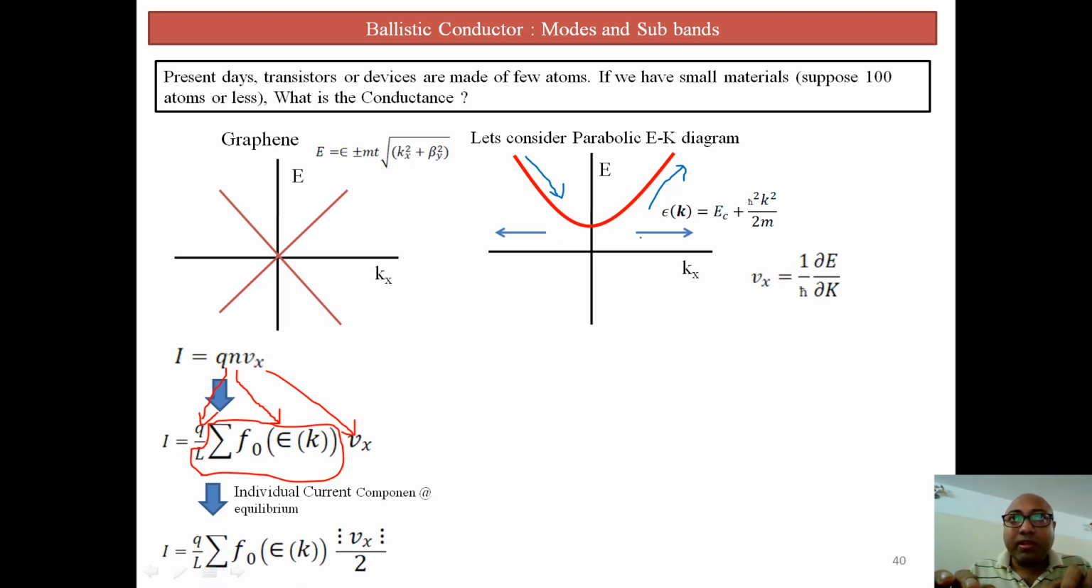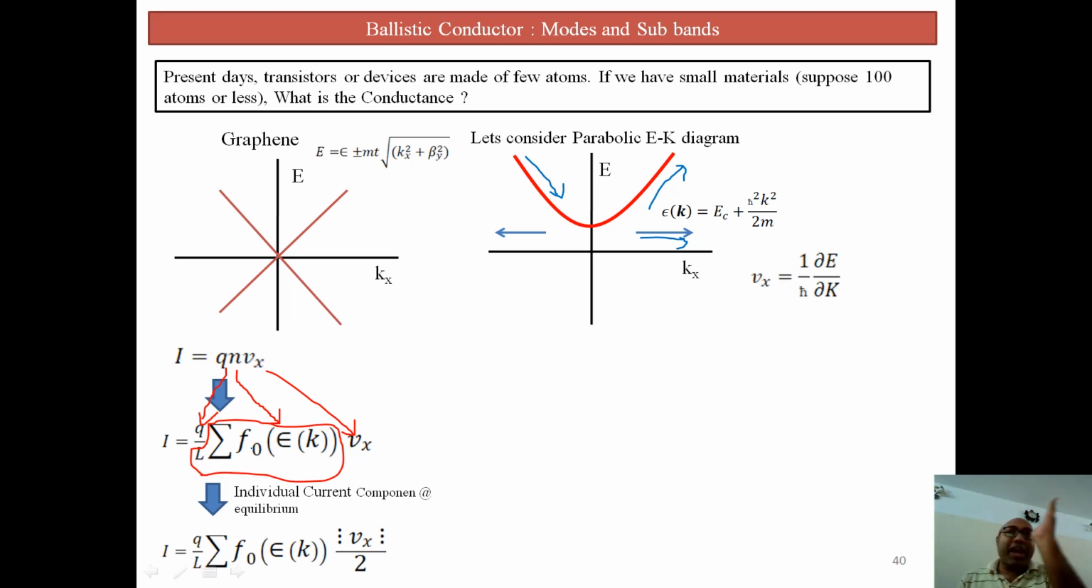One current is flowing this direction, another current is flowing this direction. Now, at equilibrium, definitely one current is flowing this direction, another current is flowing this direction. If it is a conductor, but the E-k diagram has a positive slope and a negative slope, it means both currents are facing each other, right?